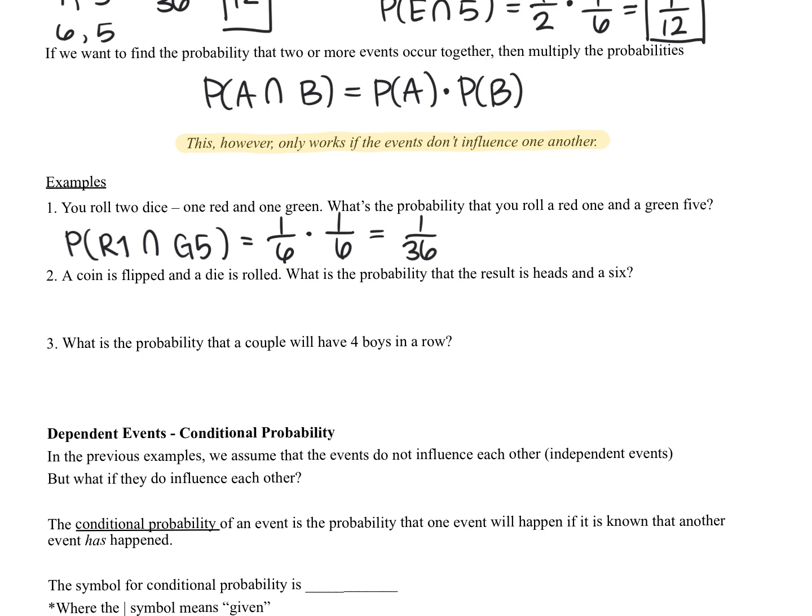Second example, a coin is flipped and a die is rolled. What is the probability that the result is heads and a 6? So the probability you get heads and a 6. So the probability of flipping heads, 1/2, times the probability you roll a 6, 1/6, which gives us 1/12.